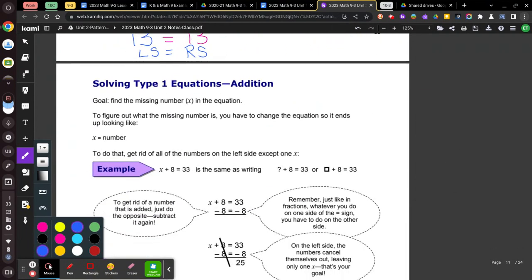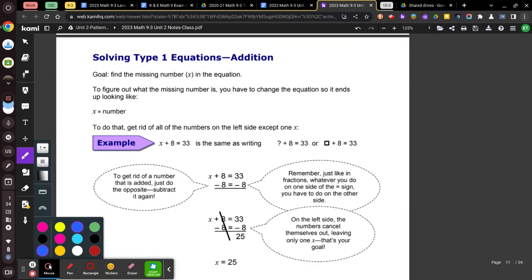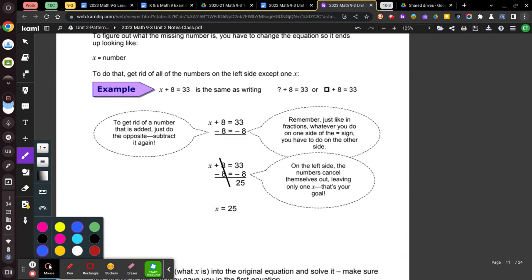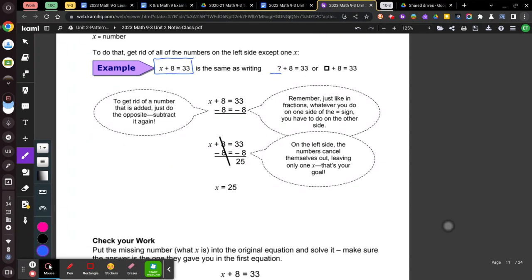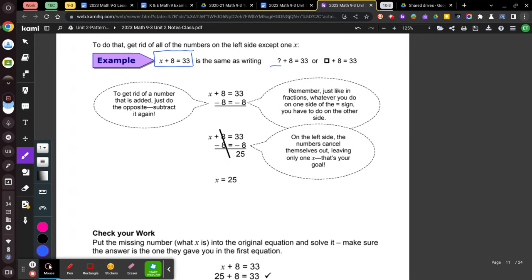Here's another one that they're showing us. These are the long steps. If I'm not sitting with you, these are the steps to show you how to do it. They're saying x plus 8 equals 33. That's like saying the exact same thing as I've got my blank, blank plus 8 equals another number. We're doing the exact same thing as we just did. We're trying to find that unknown number. This one's being added to it. We're going to do another example with something being subtracted.